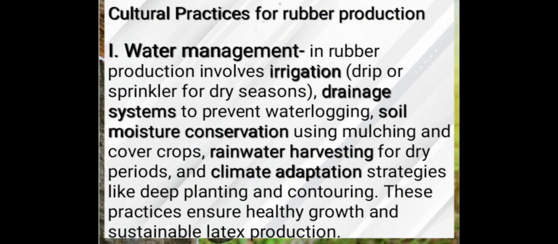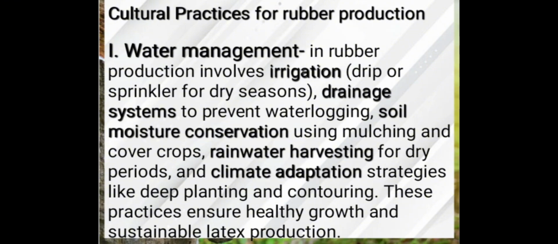And water management in rubber production involves irrigation, drip or sprinkler for the dry season, then drainage systems to prevent waterlogging, soil moisture conservation using mulching and cover crops, rainwater harvesting for dry periods, and climate adaptation strategies like deep planting and contouring.